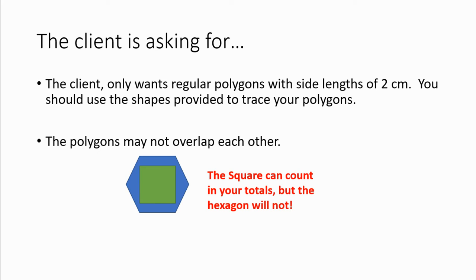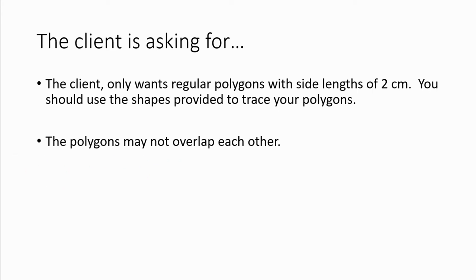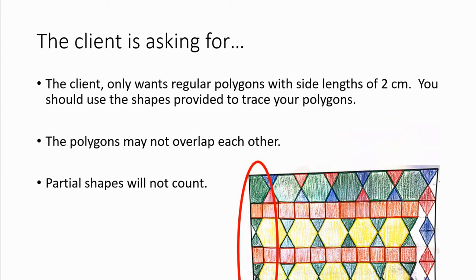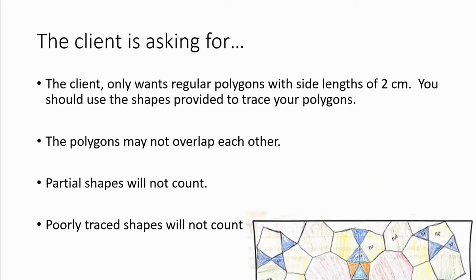In this example, the square will count in your totals, but the hexagon will not. That will count as clear glass, even though it's colored in blue. Partial shapes will not count. If you look at this example from a previous year, all of these shapes on the end are partial shapes and none of them counted. They were all given credit as clear glass and did not count in the totals.